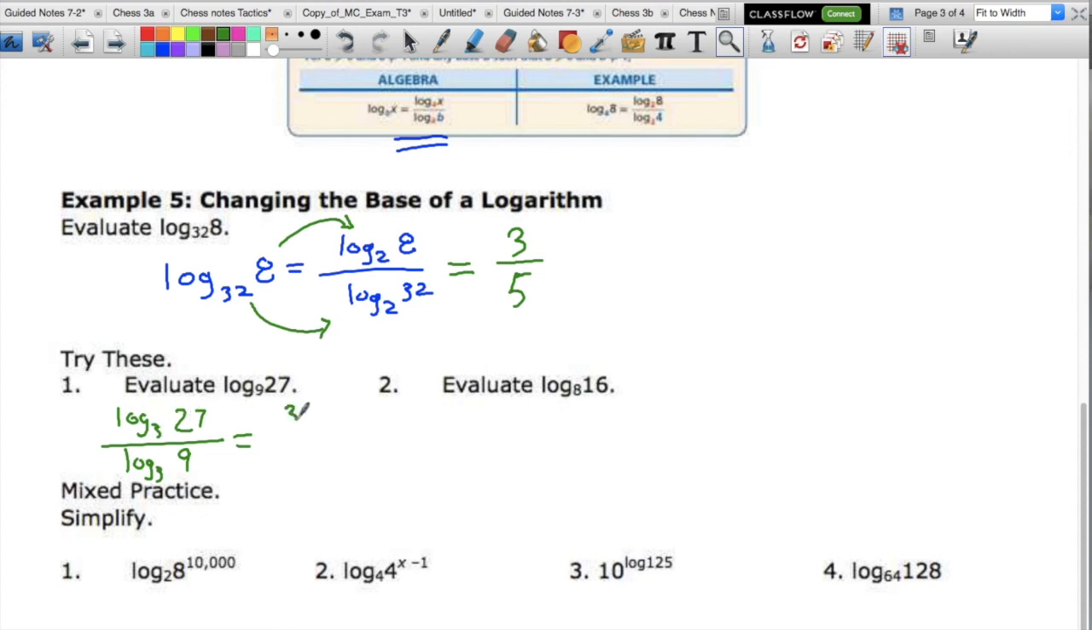Anybody? Three. And 3 to the what is 9? Two. You get 3 over 2. This is where math gets interesting and fun.